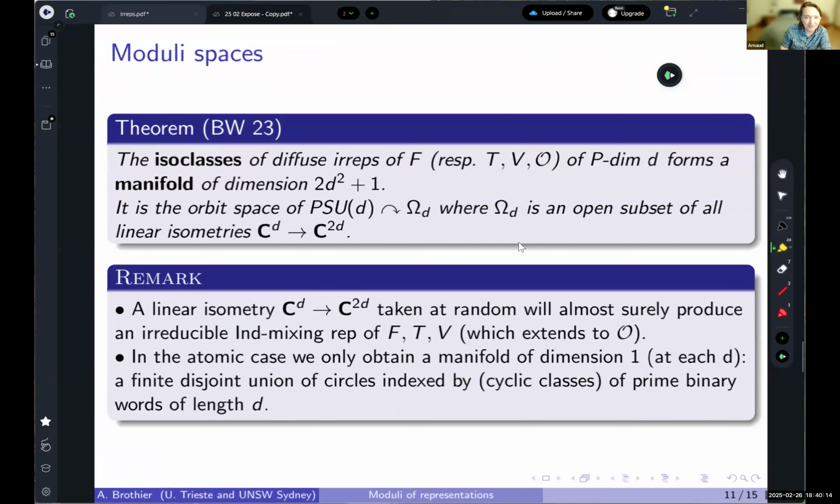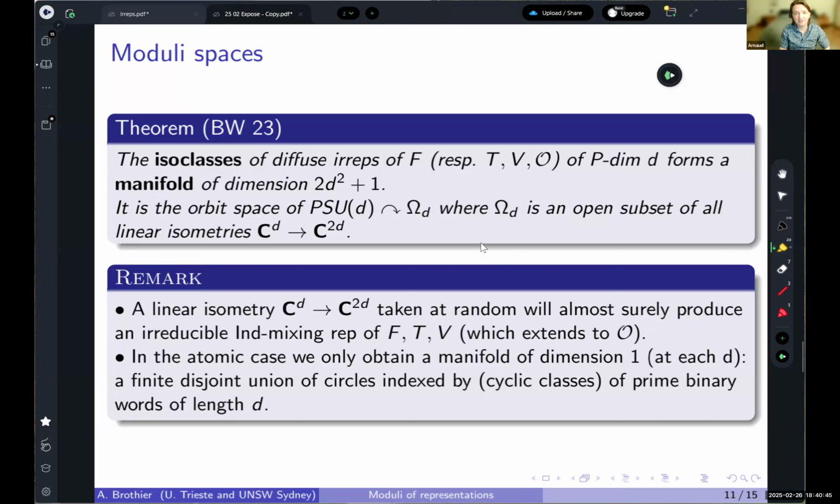So what do we get? Now I'm just going to restrict to iso classes of irreducible representations. Because I have my Pythagorean algebra, it's very easy to parameterize irreducible representations of P. Now I can just use my functor to move my moduli space to the moduli space of F, T, V, and O.